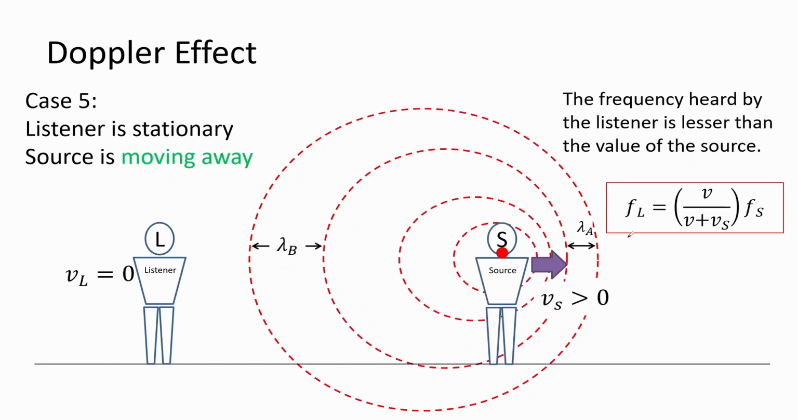Here we have a scenario where the listener is stationary but the source is moving away from the listener. Logically, we expect that the sound heard would be lesser. The formulation for the frequency heard by the listener is given as the ratio of the speed of sound in air over the speed of sound in air plus the speed of the source, times the frequency of the source. So, we see that the ratio factor would result in a value lesser than 1 and would result in a frequency lesser than the source.